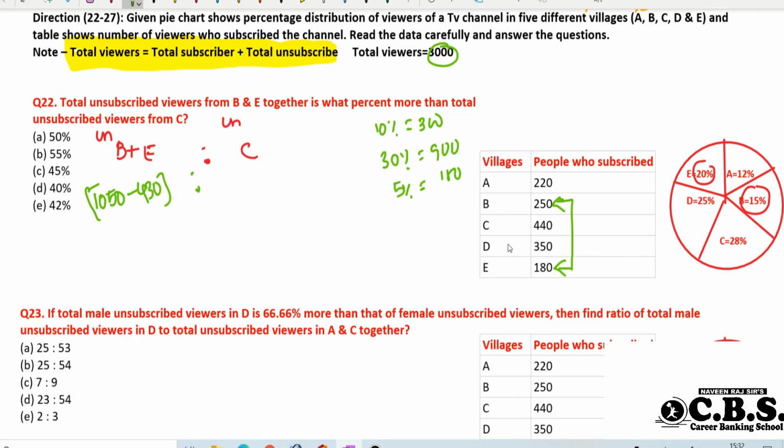I'm going to find about the C state. C village is 440, but C is how much percentage? 28 percentage. Okay, 10% is 300. Now 20% is 600, and 5% is nothing but what? 150, and 1% is almost 30. So 3% is nothing but what? 90. So total overall is how much? 840. So 840 minus 440.